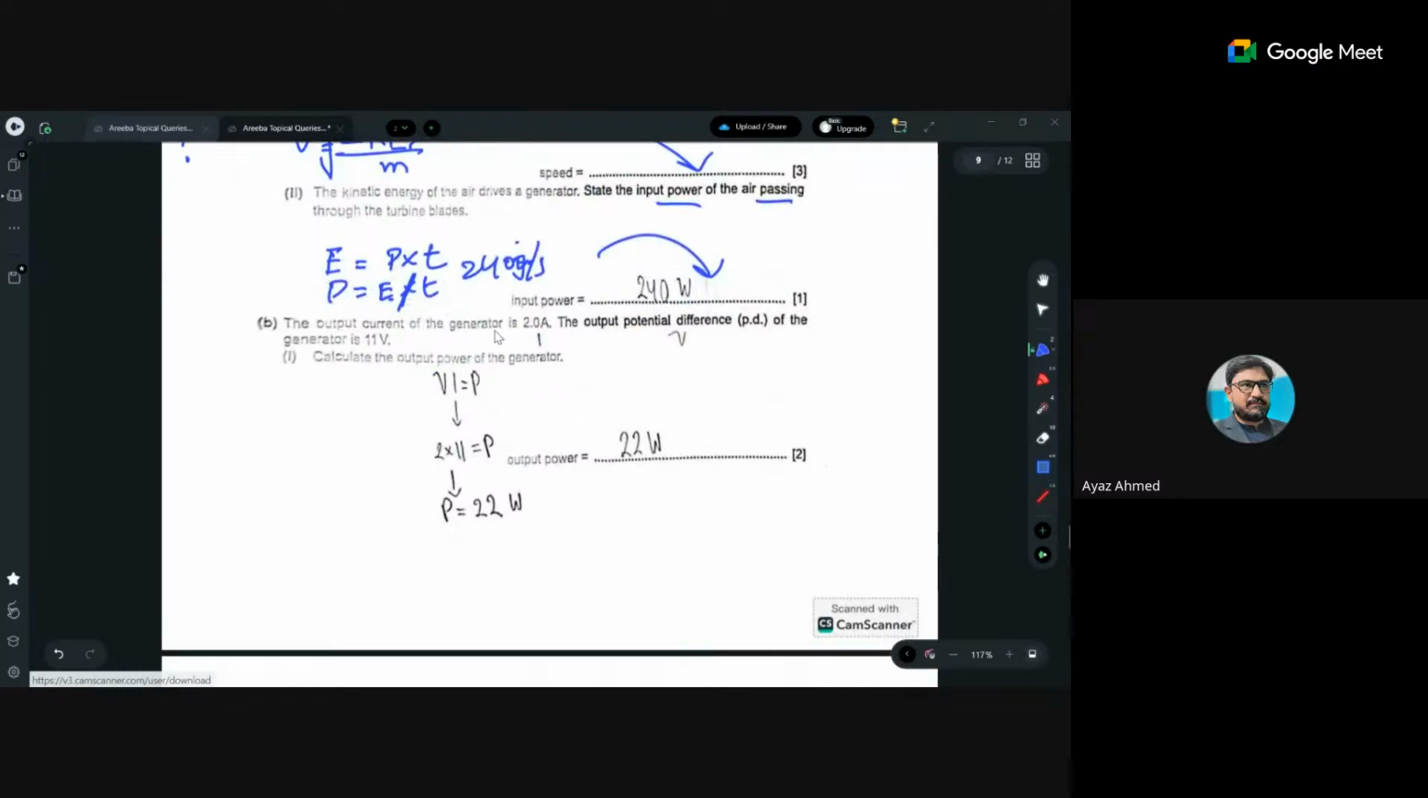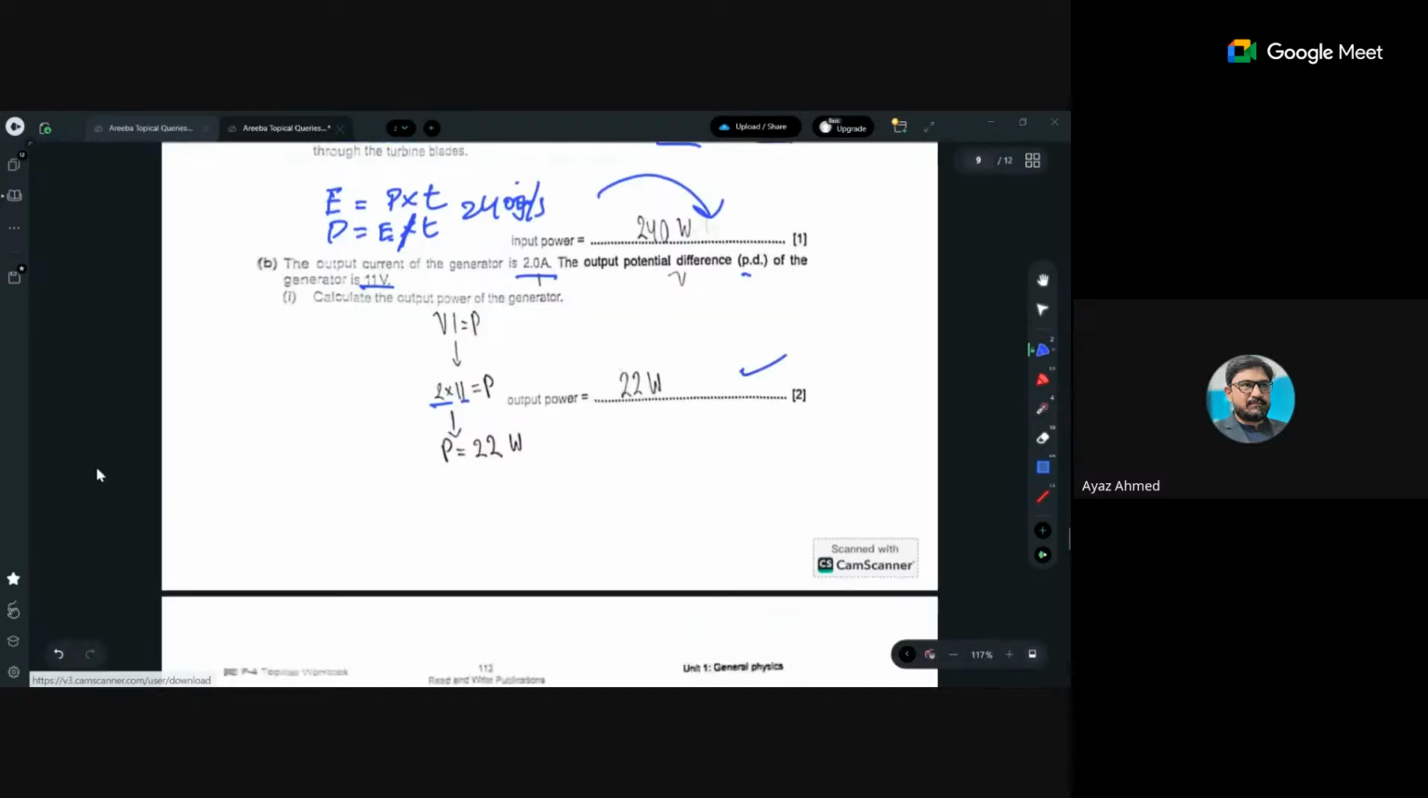Then it says the output current of the generator is given, and the output potential difference is 11 volt. Calculate the power output. So P is equal to VI. So 2 into 11, so power is 22 watt. Oh wow, that is good.